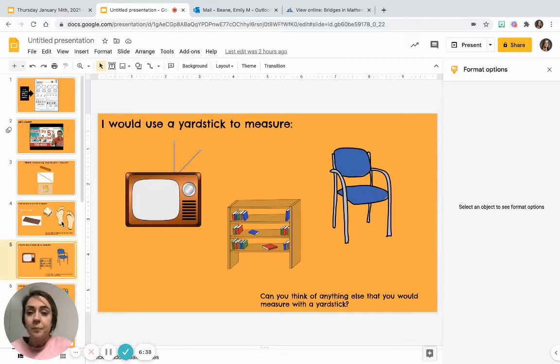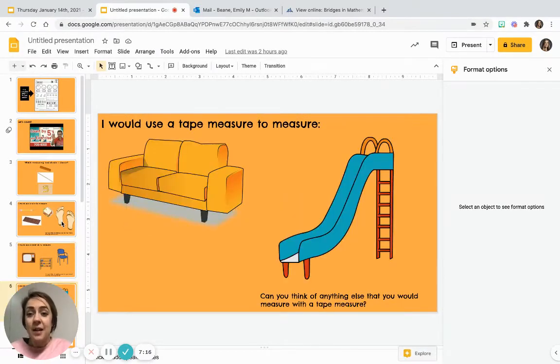All right. The next one is the yardstick. So remember, that's the one where 3 rulers are put together. So a yardstick is going to be a little bit shorter than you. If you're standing and you're holding a yardstick, it's not going to be as tall as you, but close. And things that you would use a yardstick to measure are like your TV or a small bookcase or your chair. So things that are kind of like medium size. So your ruler would be like your baby bear, and your yardstick would be like your mama bear.